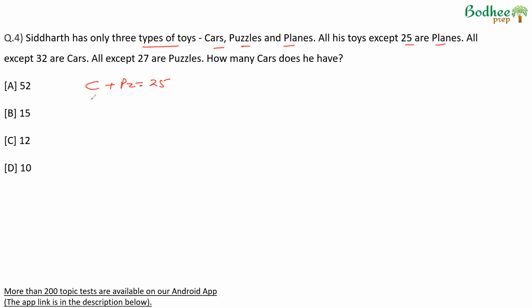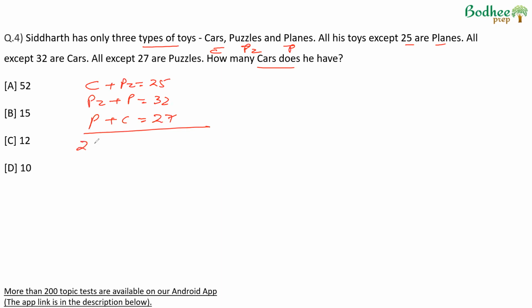All except 32 are cars. So puzzles plus planes would be 32, and all except 27 are puzzles. So planes plus cars will be 27. Basically, cars is C, puzzles is PZ, planes is P, and these are the equations that we'll get. We have to find how many cars he has.